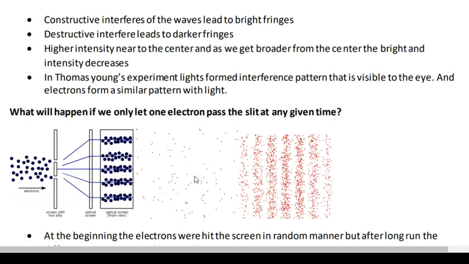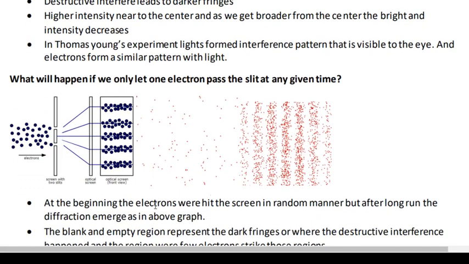But if we run the experiment for a very long time, finally a pattern will emerge, or converge. This kind of pattern is finally formed after a lot of single electrons, one at a time, have been projected and targeted at the region. So we have blank or empty regions, and dotted regions.